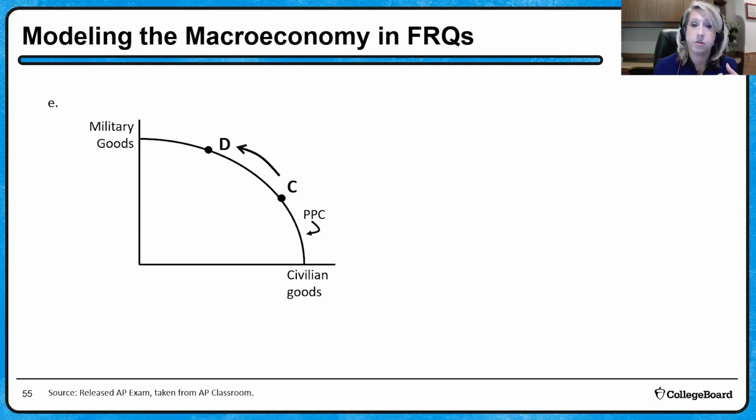I could certainly understand why kids might want to shift the PPC out because of the change in spending on military goods, but this is just a movement in the short run. We're moving from one combination of goods to another. Hopefully you did well on that. You worked well with all of your graphs.